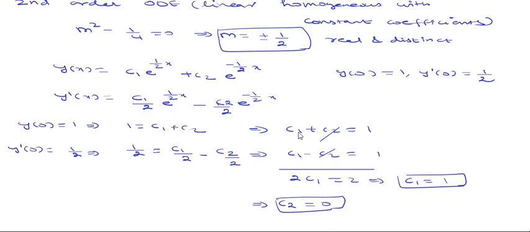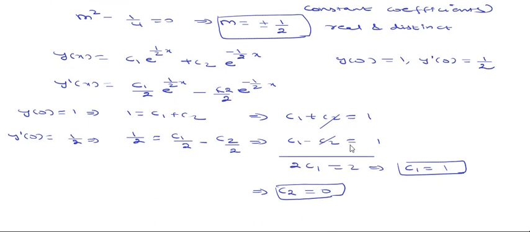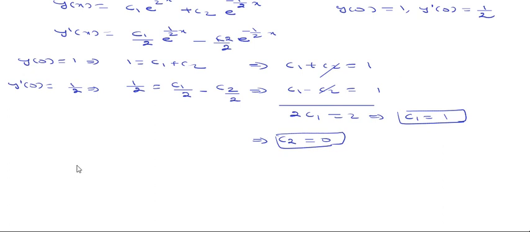So when we substitute C1 equal to 1 here, C2 equals 1 minus 1, so it's 0. Therefore our y, with C1 is 1 and C2 is 0, is y equal to e power of 1 by 2x. So this is our function. Based on this function, we have to choose the option.